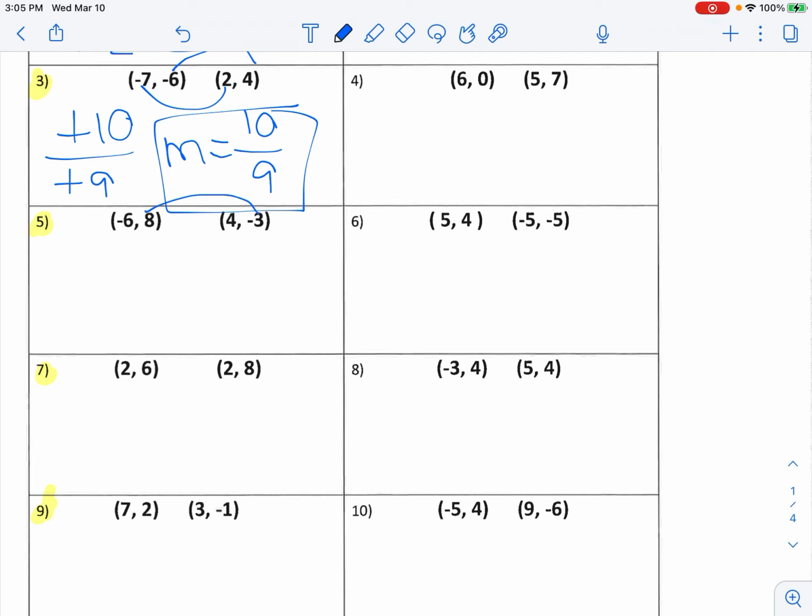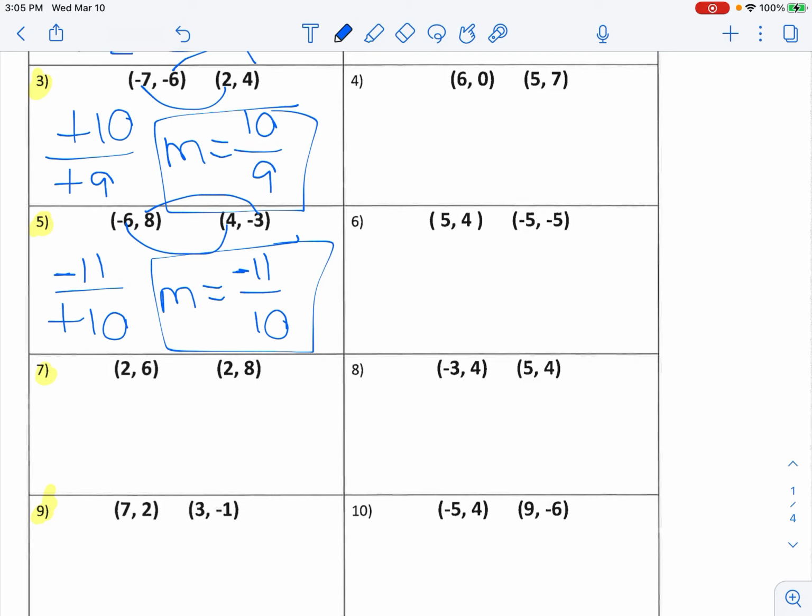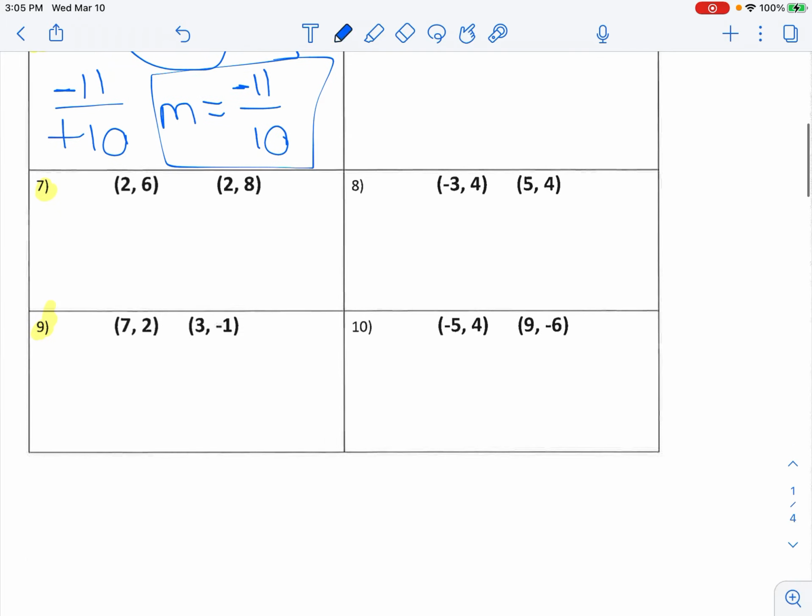Change in y from 8 to negative 3 is negative 11. Change in x from negative 6 to 4 is plus 10. M equals negative 11 to 10. Change in y from 6 to 8 is plus 2. Change in x from 2 to 2 is 0.